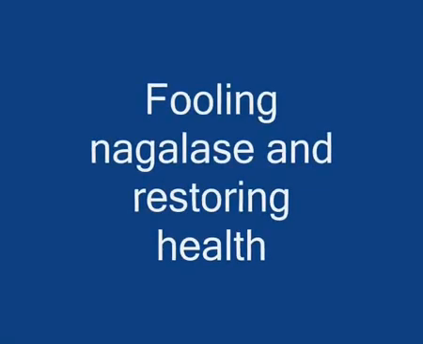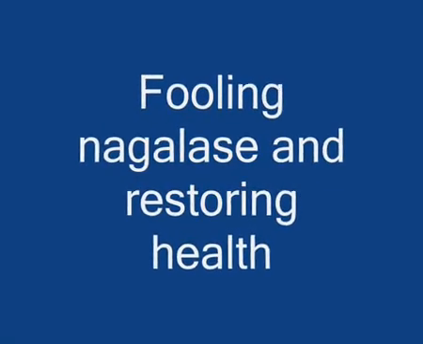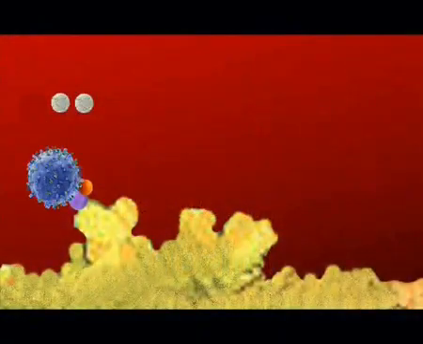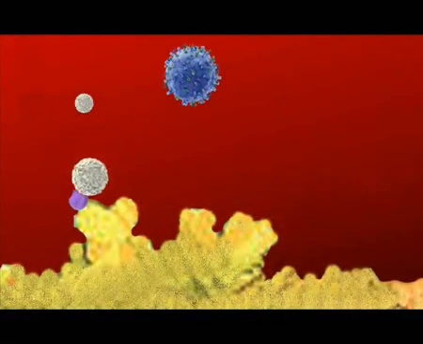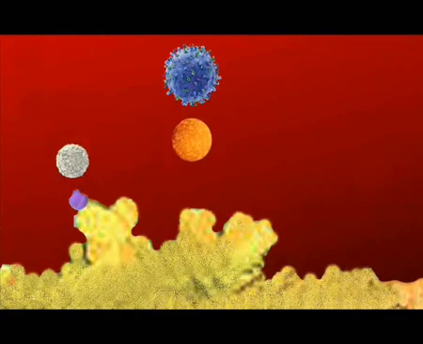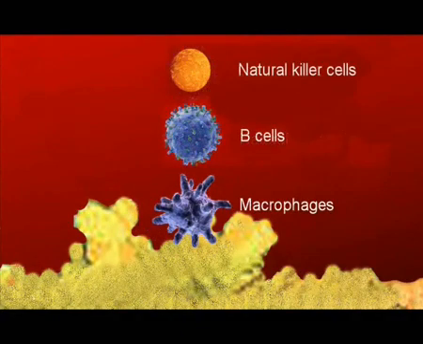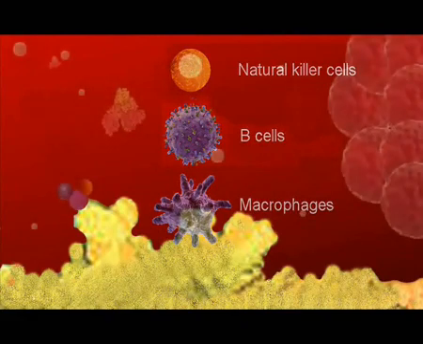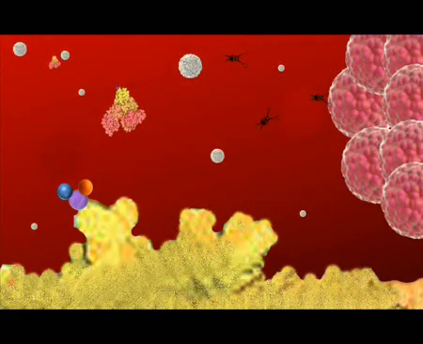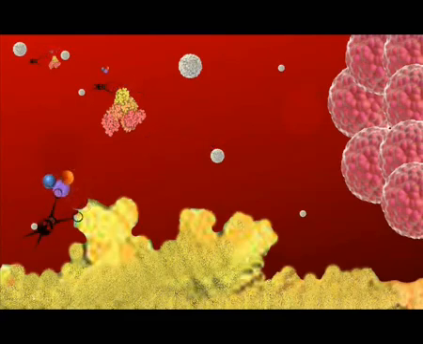Fooling Nagalase and restoring health. Let's look again at immune cell activation. Three different types of plasma cells upregulate to natural killer cells, B cells, and macrophages. Nagalase locks onto and cuts the three sugars from the vitamin D transport protein, which then float off into the cellular soup to be recycled eventually.